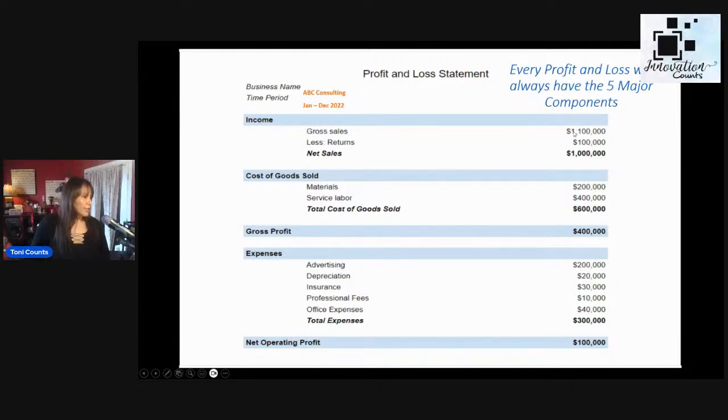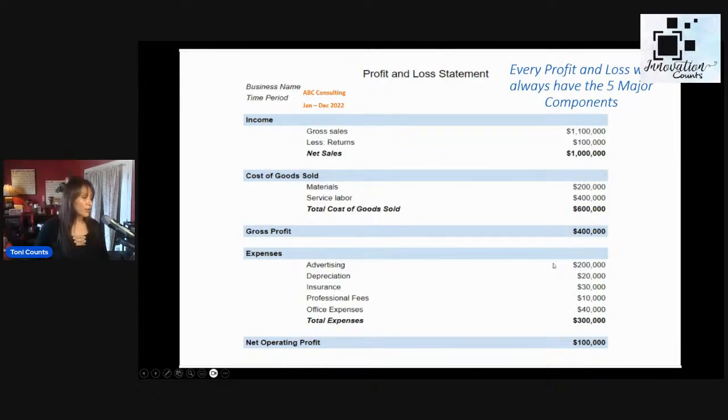All right. So here we've got for the year 2022, total gross sales, 1.1 million. We had some refunds of 100,000. So the net sales was 1 million. Cost of goods sold, we've got materials and we've got some service labor here. So there's 600,000 of cost of goods sold. So our gross profit here, 400,000.